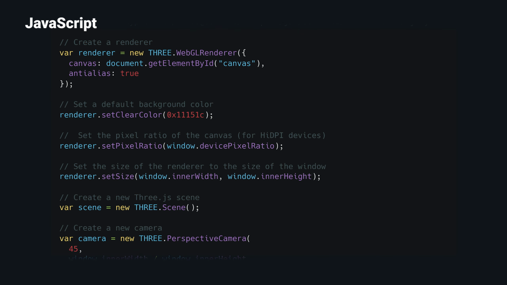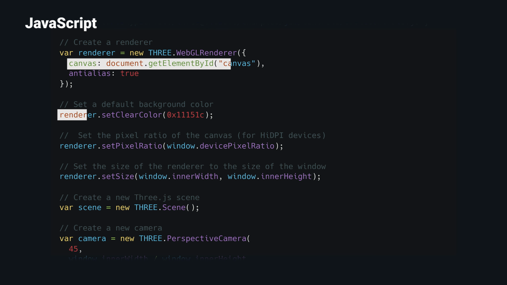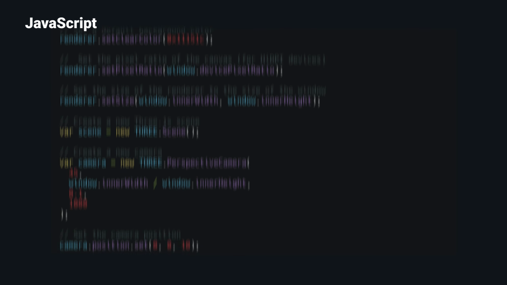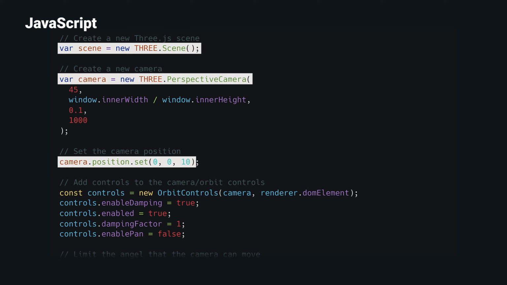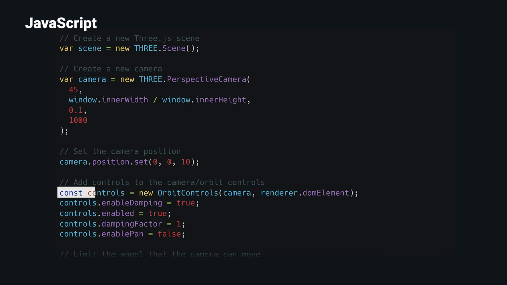Now we can create a renderer and render our scene to the canvas. Then we set the background color, the pixel ratio and the renderer size. Finally, we create a new scene. In the scene we create a camera and position it. Here I also create the orbit controls. For this tutorial I will skip the orbit controls part, but if you're interested in learning more about this particular approach, let me know in the comments and I'll make an additional tutorial about it.